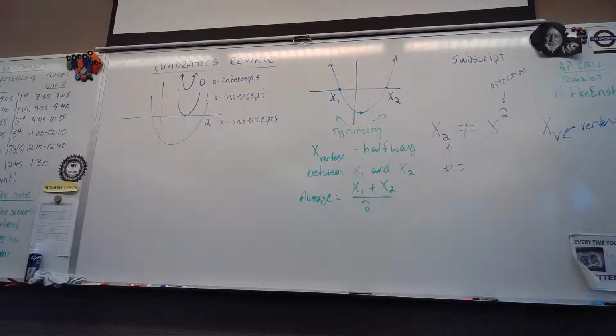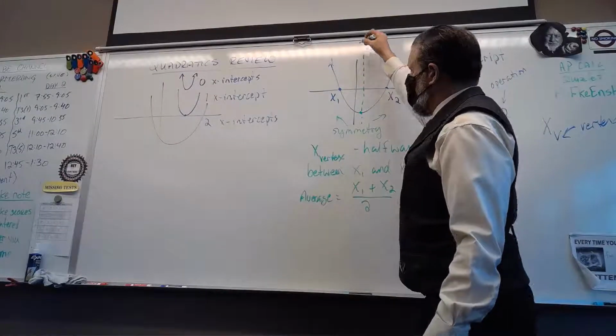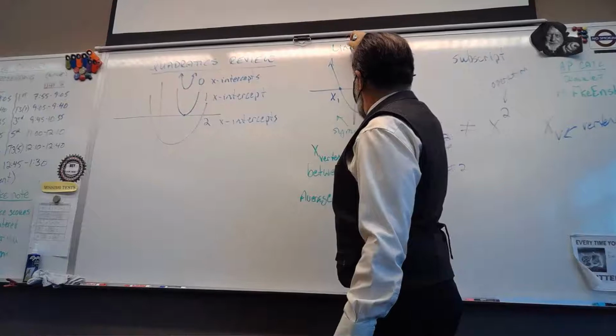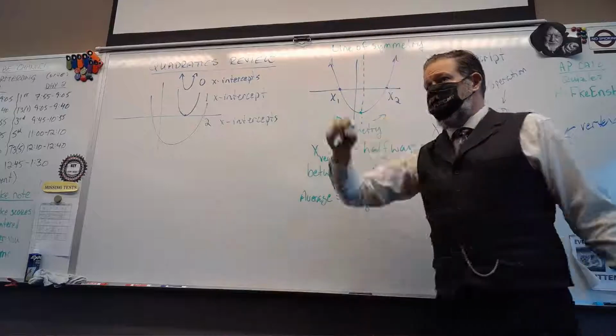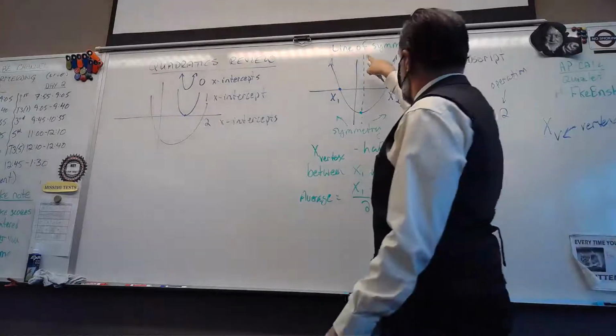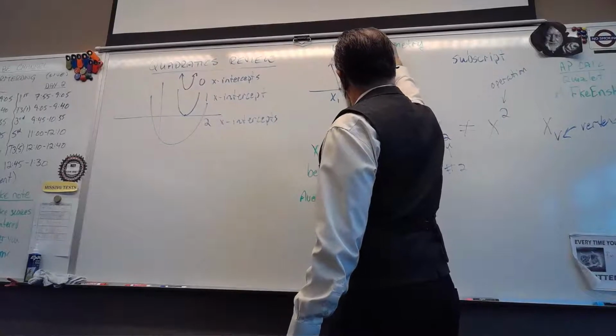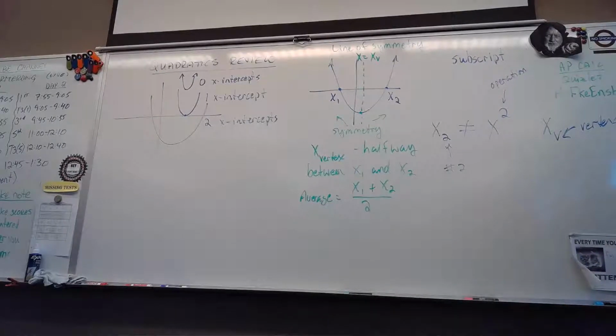Now, here's the other thing. Since we have symmetry, there must be a line of symmetry. Remember that from geometry? And lines have equations. Vertical lines specifically just have the equation x equals whatever that value is. So if it's 2, the equation of that line would be x equals 2. If it's 7.5, the equation of that line is x equals 7.5. Vertical lines have the equation x equals something. There's no y at all.